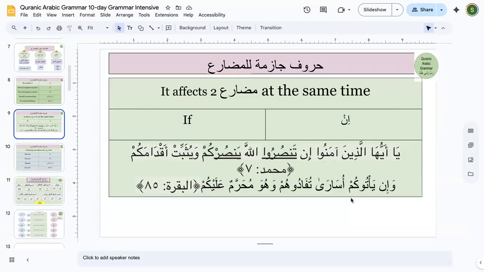No. Okay, the next example, in ya'tukum usara tufaduhum. If they come to you as prisoners, you ransom them. So, is there any connector that you find? But what do you find here? Both shart and jawab are jumla filia, right? You notice that? In both cases, your jawab, which is yansurkum, tufaduhum, is jumla filia.